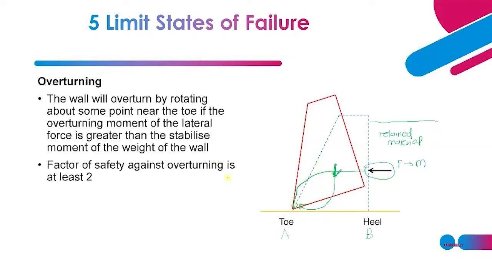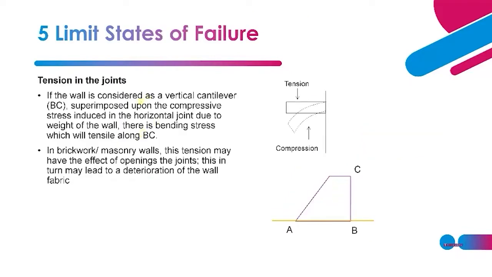Factor of safety against overturning is at least 2. FS lah kita panggil. FS is at least 2. Kalau less than 2, perhaps you dapat 1.8, 1.9, meaning your wall will overturn. Next is tension in a joint. If the wall is considered as a vertical cantilever. Okay, so you look at gambar kat bawah ni. The wall is considered as vertical cantilever BC.